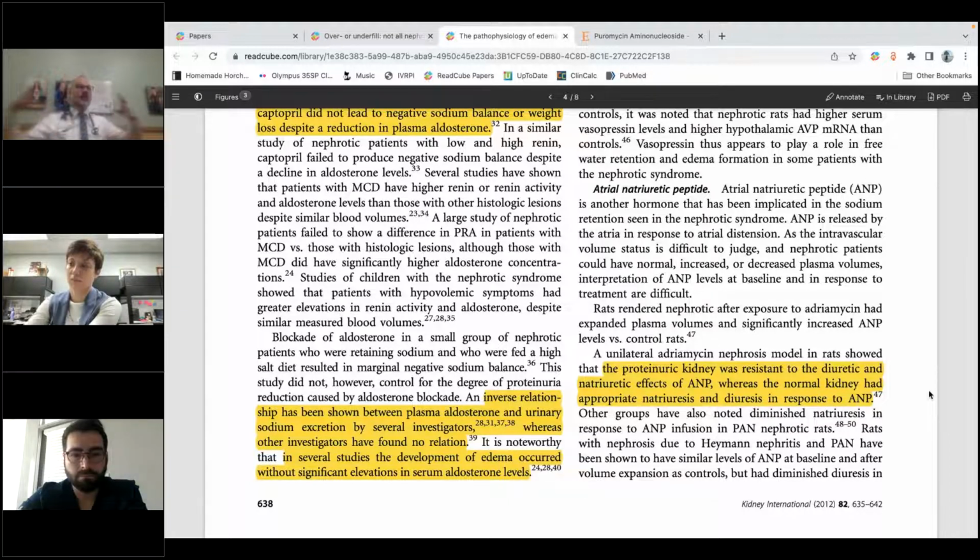Remember, ANP, when we have volume expansion, should cause a natriuresis, hence a diuresis to follow, and that was unable to be performed. So if the proteinuric kidney cannot excrete that extra sodium under the influence of ANP, does it have another mechanism that's causing and fighting for increased sodium reabsorption, such that the ANP signal can't overcome it to cause excessive sodium excretion? And that's probably the case.